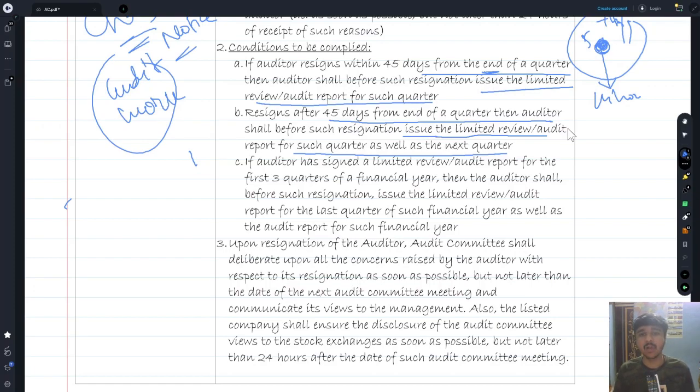Now, if you have continued as an auditor for three complete quarters, then you cannot go just like that after giving the audit report for the 3 quarters. No, you have to give the audit report or limited review for the fourth quarter also, as well as the audit report for the financial year as well. So these are the conditions to be complied with by the auditor.